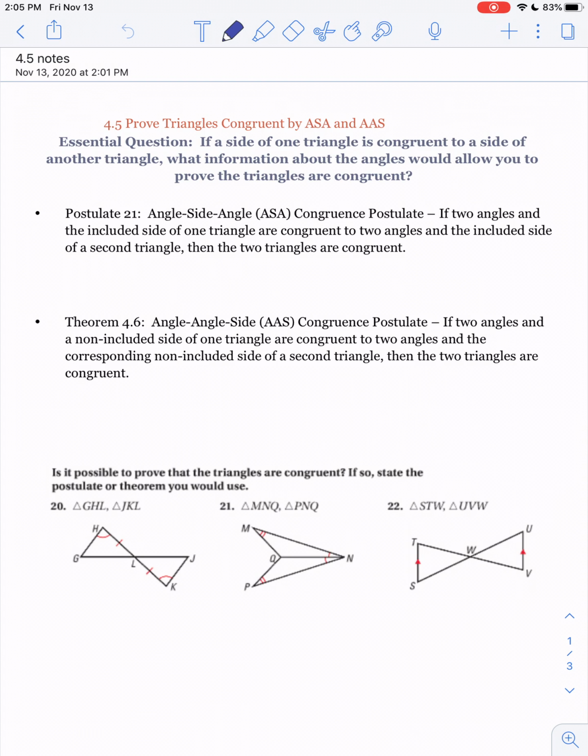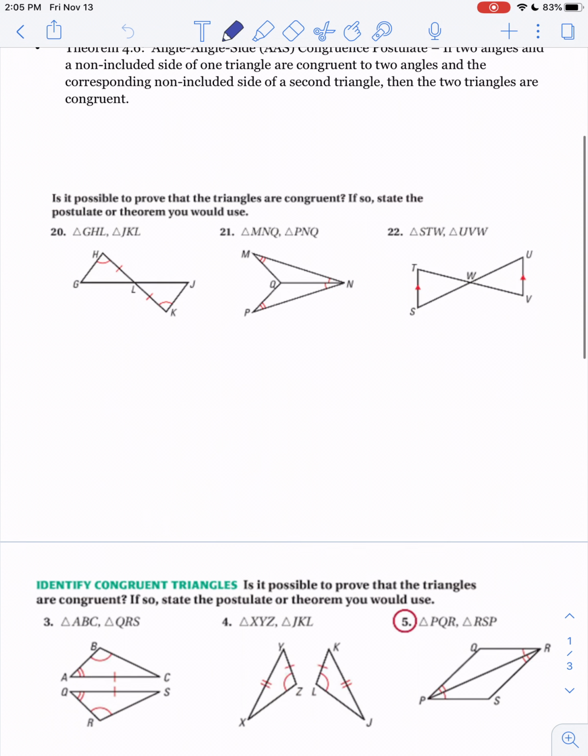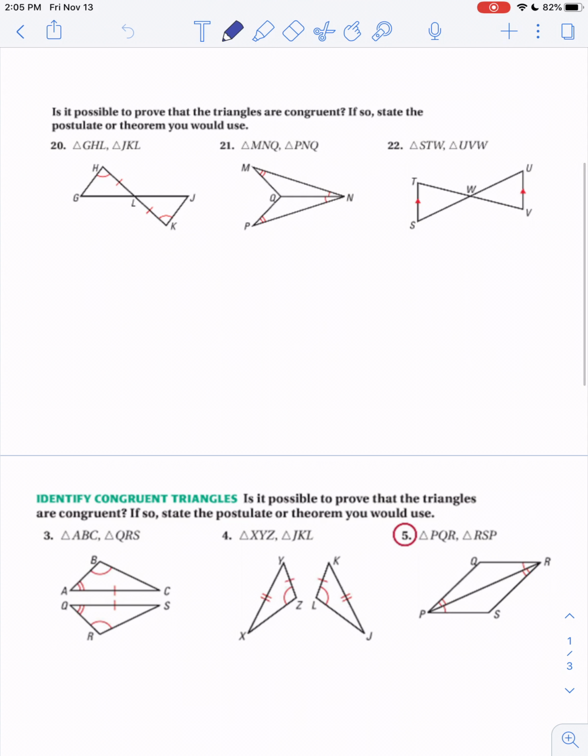This is Honors Geometry Lesson 4.5, Angle, Side, Angle, and Angle, Angle, Side. So from the investigation in 4.3, we discovered that there are 5 shortcuts for proving triangles congruent. If triangles are congruent, all the corresponding sides have to be congruent, all the corresponding angles have to be congruent. But we discovered we don't have to check every single piece. If we check a few of the pieces, it guarantees that the two triangles are going to be congruent.